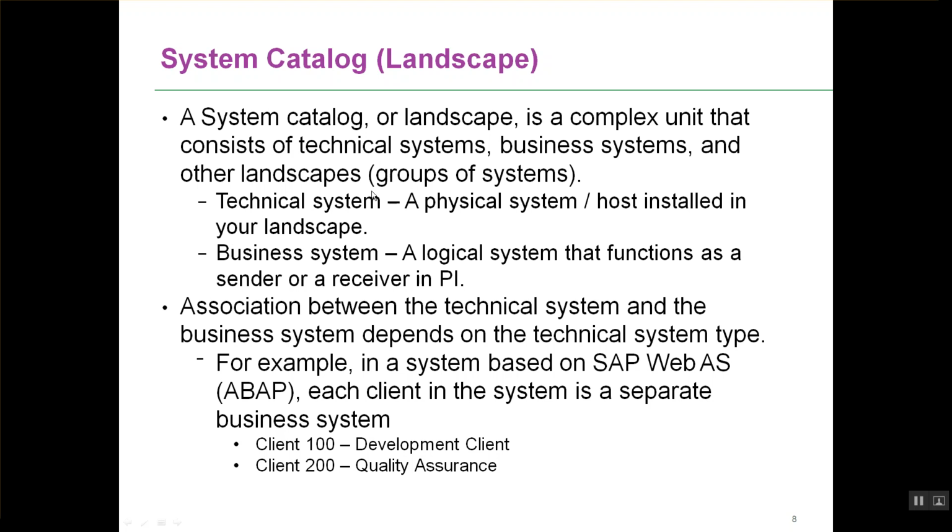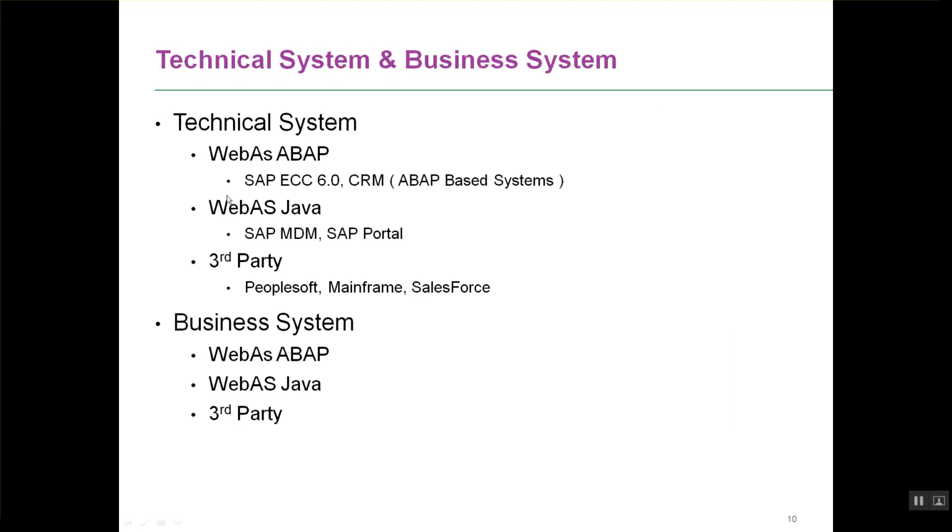A physical system in your landscape is called a technical system, and a business system is nothing but a logical reference to your technical system that is used as a sender or a receiving system in PI. Okay. The association between the technical system and a business system varies, right? If you're using a SAP web-based ABAP system, actually let me just take a pause here and talk about the different types of technical systems. There are multiple types of technical systems, which is probably here. Sorry, I'll go back to that slide. There are different types of technical systems, right?